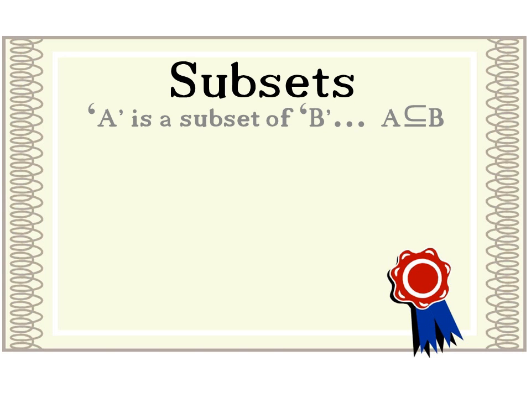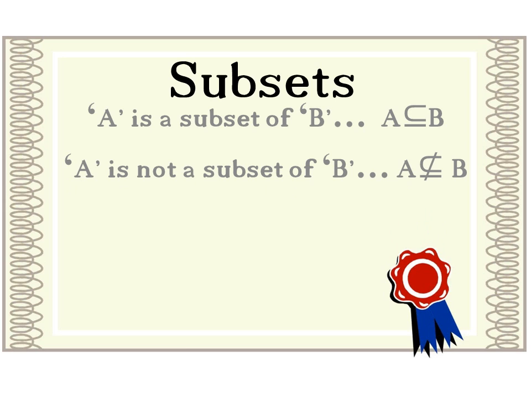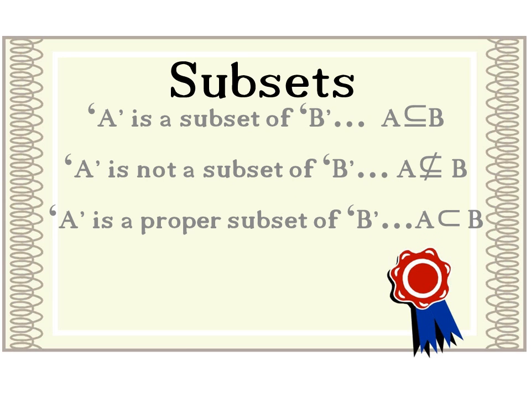Here are some examples of how to write out subsets. The first one shows that A is a subset of B. The second shows that A is not a subset of B. And the third, A is a proper subset of B.